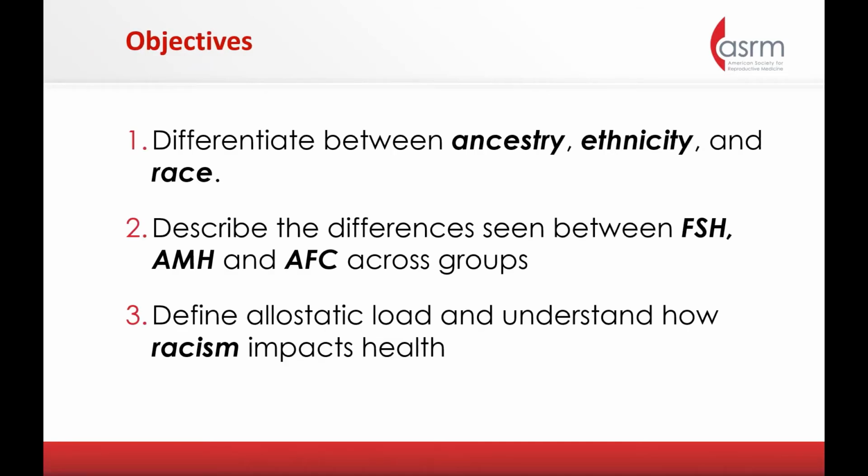By the end of this presentation, I'm hoping that you will be able to, 1, differentiate between ancestry, ethnicity, and race. 2, describe the differences seen in FSH, AMH, and antral follicle count across groups based on the available data. And 3, define allostatic load and understand how racism impacts health.